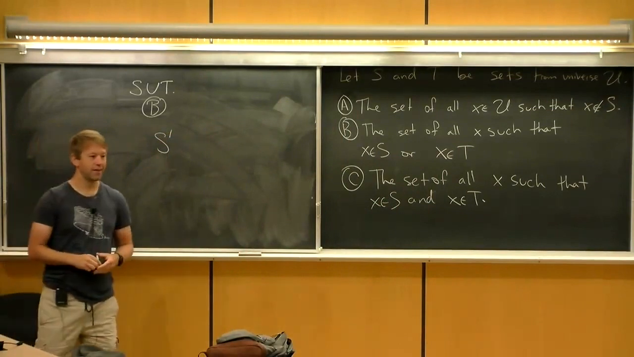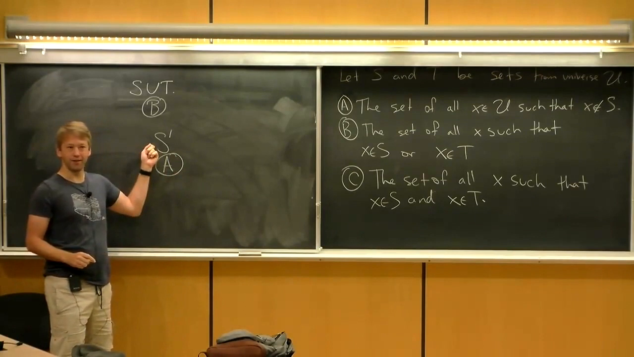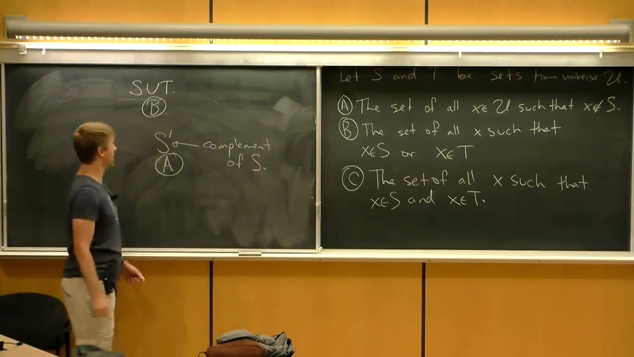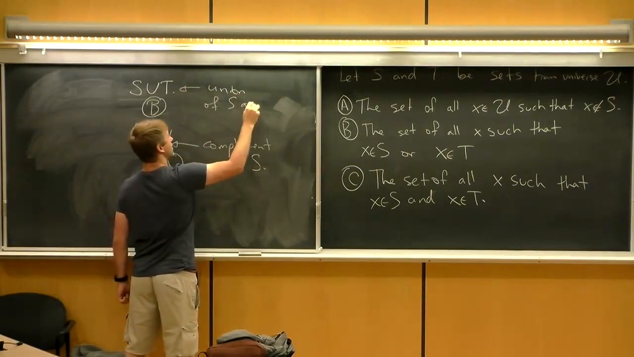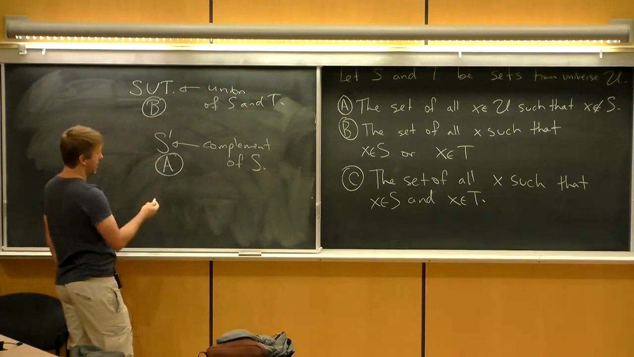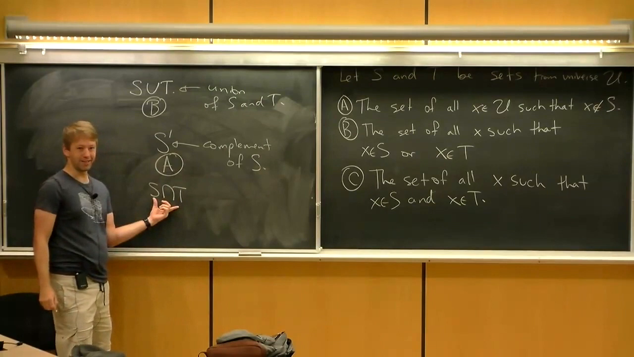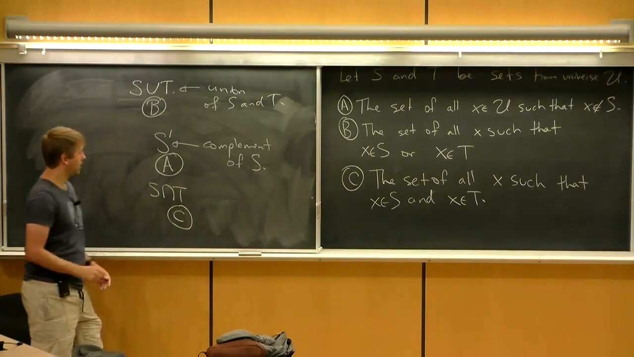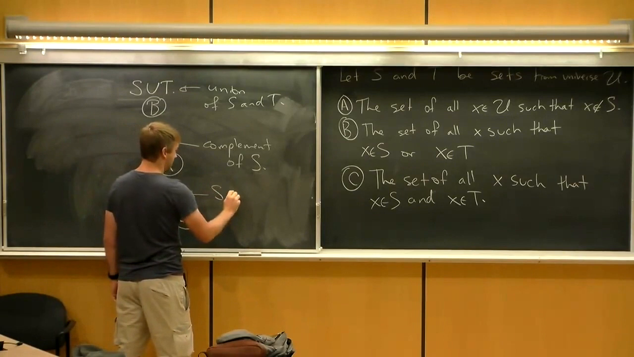Yep, exactly. Does anyone remember the technical term for this S prime thing? Yeah, exactly. This is the complement. And maybe I'll remind you that this is the union of S and T. Okay, and then the last one, by process of elimination, we can probably guess that this is C, right? So it's all the things that are in S and in T. This is the intersection of S and T, or S intersect T.